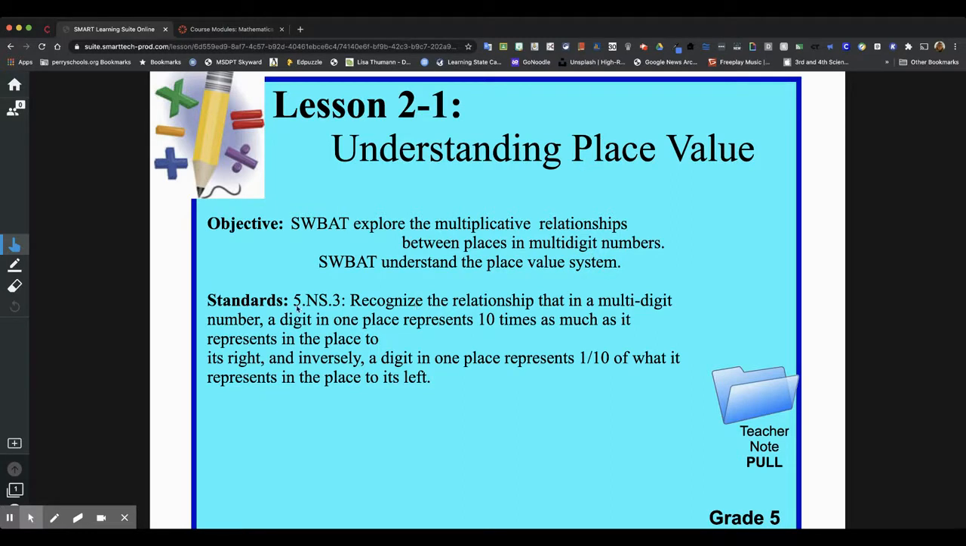We are doing this because one of our Indiana standards is to recognize the relationship that in a multi-digit number, a digit in one place represents 10 times as much as it represents in the place to its right, and also a digit in one place to the left is 1/10 of what it represents.